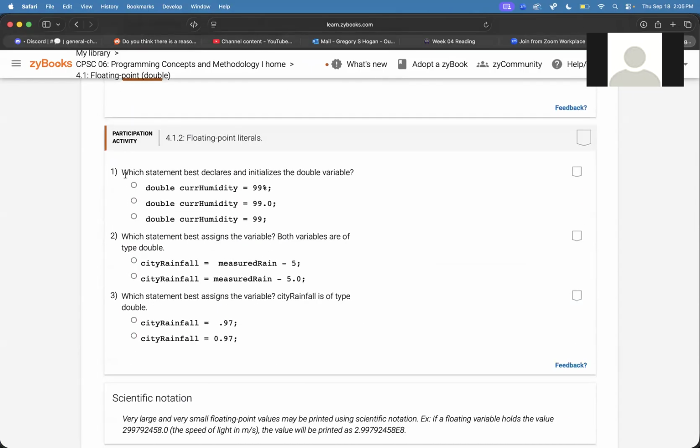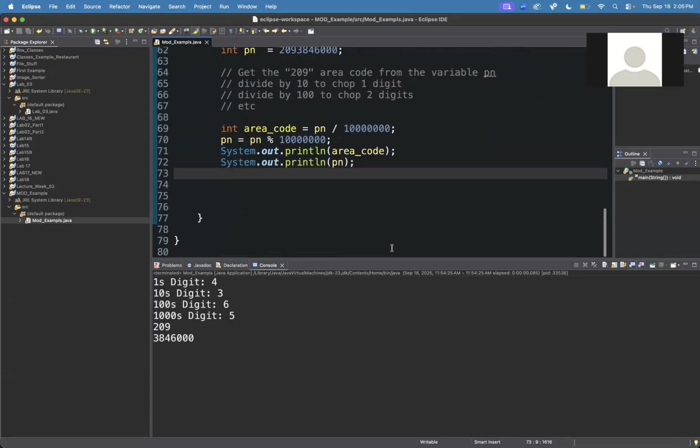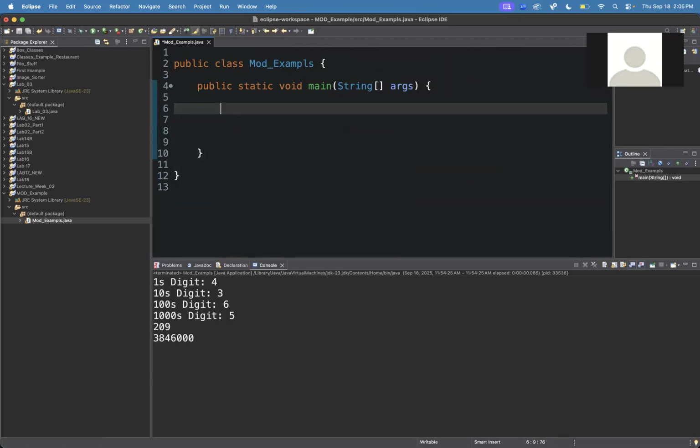Okay. Which of the statements best declares and initializes a double variable? Well, if you look at them, the third one is bad because you don't want to leave off the decimal point when you declare a double, because you can make mistakes with the math if you do. So just to show you, let me go to Eclipse here. This is left over from the previous lecture, so let me just delete everything in here.